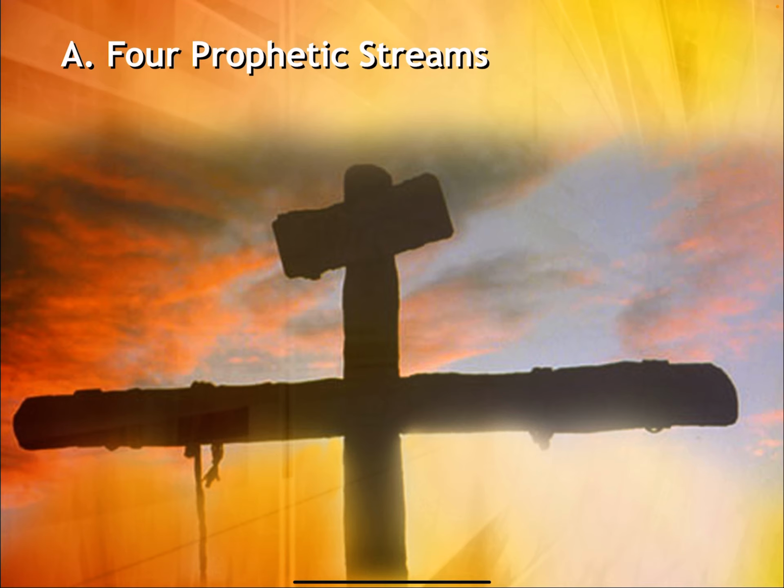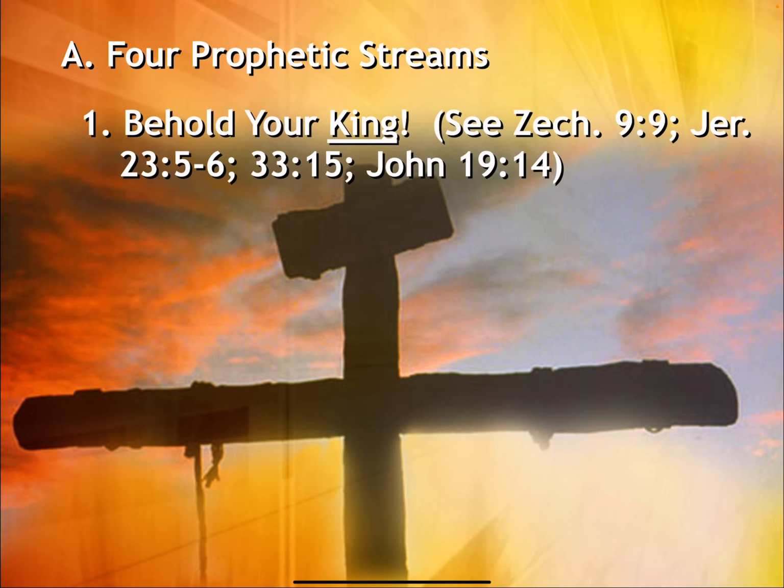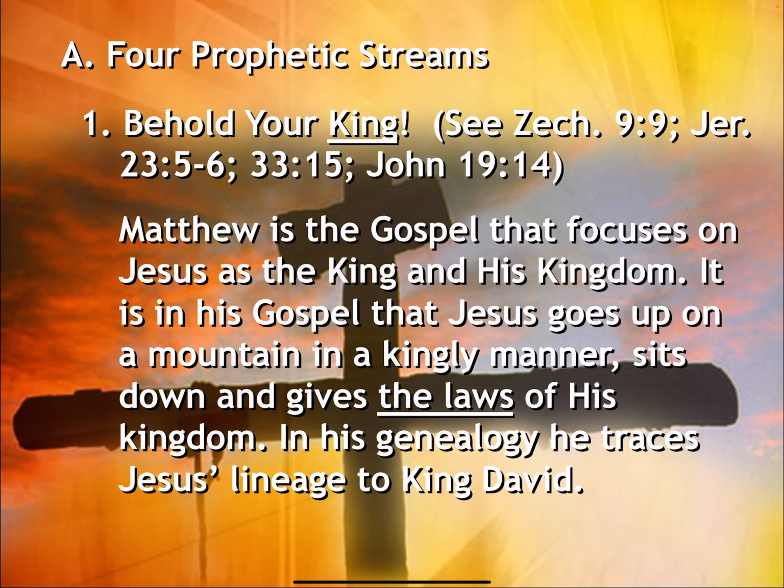A, the four prophetic streams. The first prophetic stream declares, "Behold your King." Matthew is the gospel that focuses on Jesus as the King and his kingdom. It is in Matthew's gospel that Jesus goes up on a mountain in a kingly manner, sits down, and gives the laws of his kingdom. In his genealogy, Matthew traces Jesus' lineage to King David.